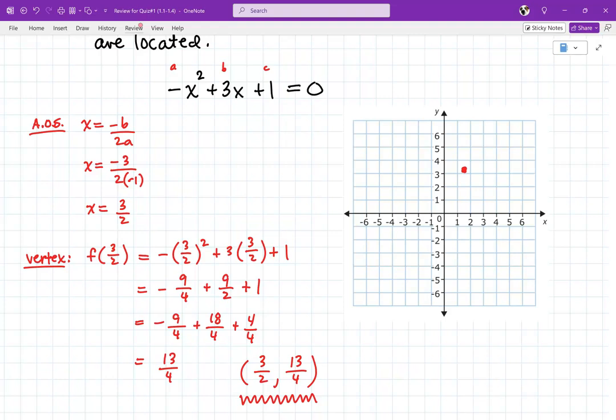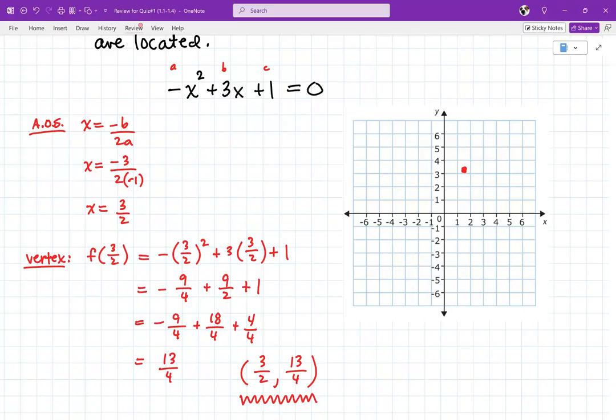Okay, so 1.5, 3 1/4. Now, the graph has to open downwards. I know that because of this negative, but if you didn't, don't worry. What was the next part that I'm supposed to do? There's a third part. Axis of symmetry, vertex, and then I had to make a chart, right?